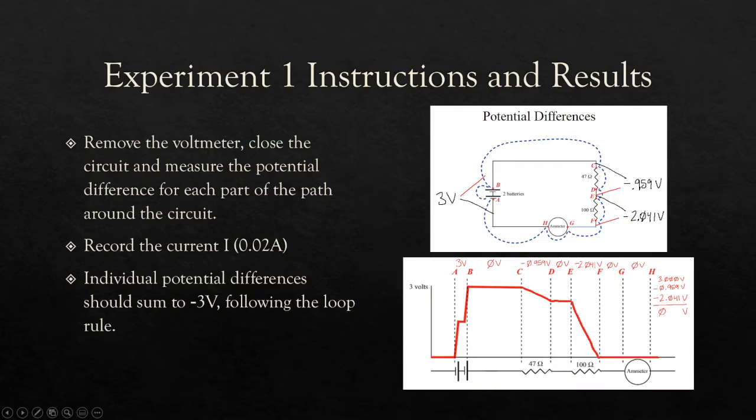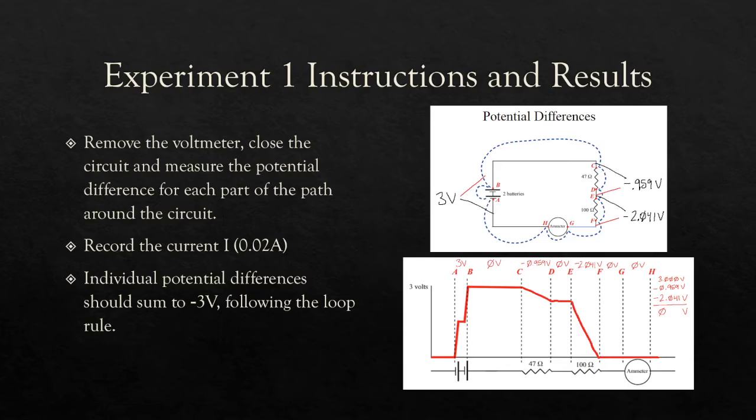Next, remove the voltmeter, close the circuit, and measure the potential difference for each part of the path around the circuit. And I recorded 3 volts around the batteries, negative 0.959 volts around the first 47 ohm resistor, and negative 2.041 volts around the 100 ohm resistor. I recorded the current I, which was 0.02 amps.